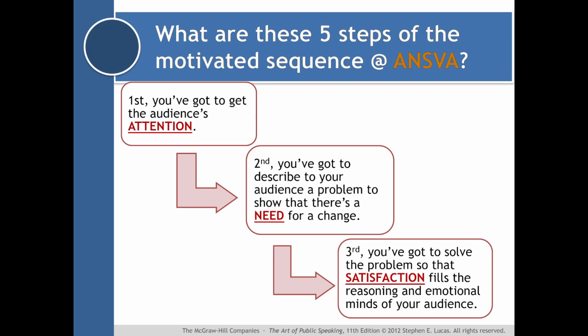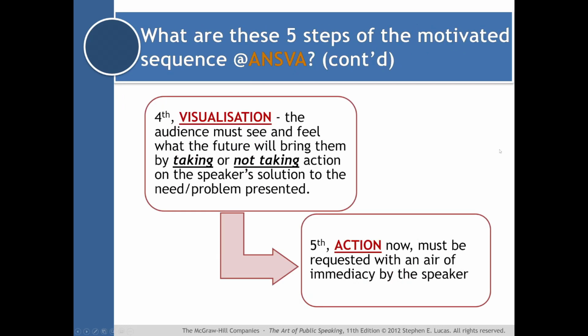So you need to show that you have the necessary details so that they can trust and believe in you. Okay. The fourth step is visualization. The audience must see and feel what the future will bring them by taking or not taking action on the speaker's solution to the need or problem presented.